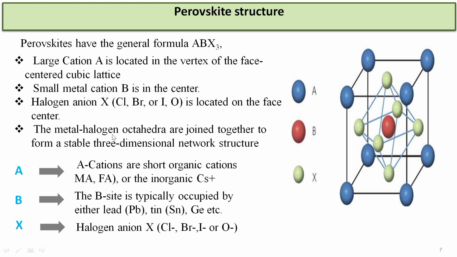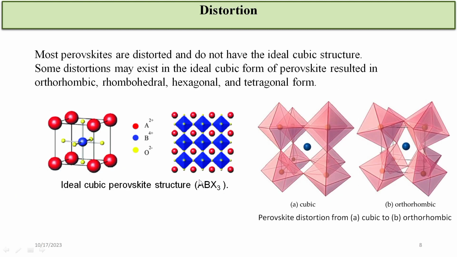So the metal halogen octahedra are joined together to form a stable three-dimensional network structure, where the A cations are short organic cations, that is MA, FA, or inorganic cesium. So the B site is typically occupied by either lead, tin, or germanium. Halogen anions are chlorine, bromine, iodine, or oxygen. So let's move toward the next slide.